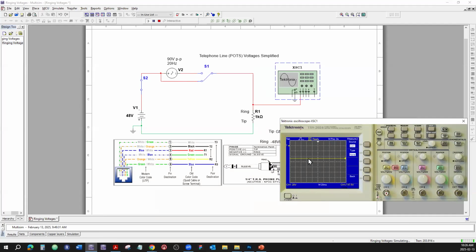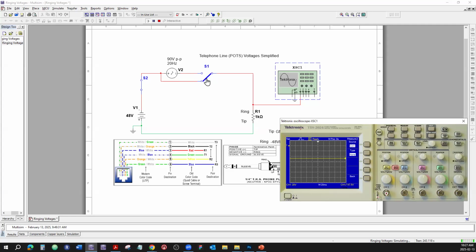Let's see what's going to happen with the scope. Well, we have that negative 48 because you see here, the tip is sitting at the ground level, the positive side of the battery. So the positive is sitting at the ground. Then the 48 volts the battery has, the ring is negative with reference to the ground, so even more negative than the ground. So once we introduce that 90 volts peak to peak 20 hertz, we're going to see that waveform riding on that negative 48 volts.